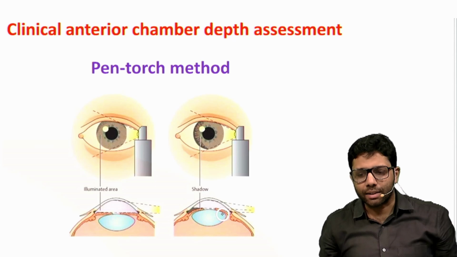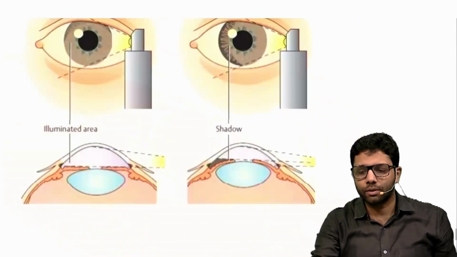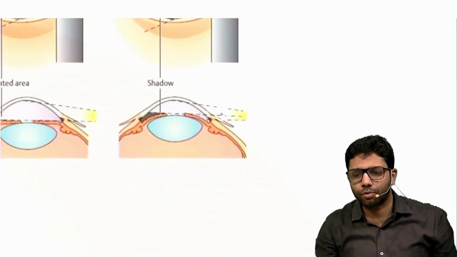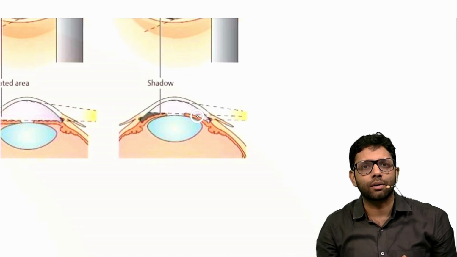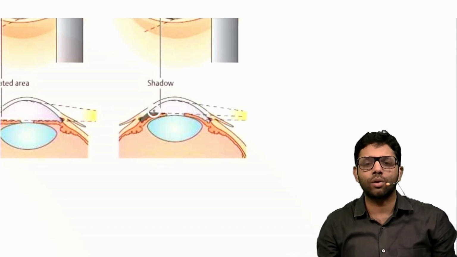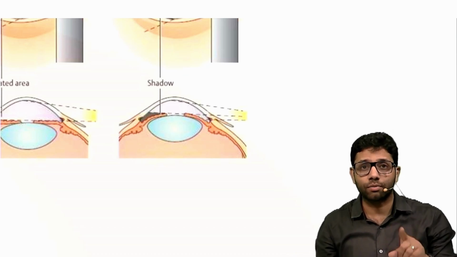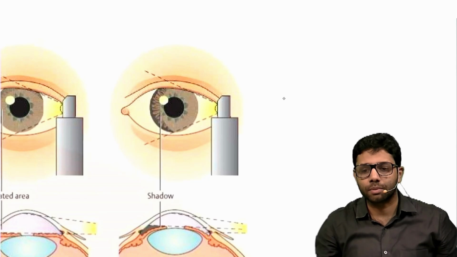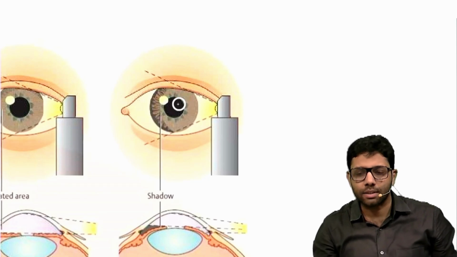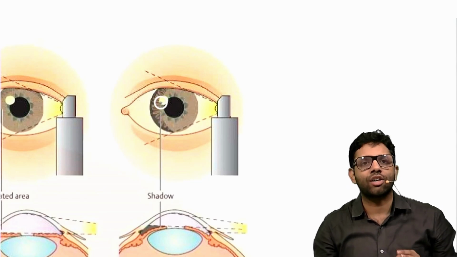But if the iris is coming into the path of the light, you see over here, the light is shone from here and the iris is coming in the path. So the iris shadow is seen on the other side. This is not the iris shadow test of cataract. Now this iris shadow test means the shadow of the iris is seen on the other side. It means the anterior chamber is shallow.